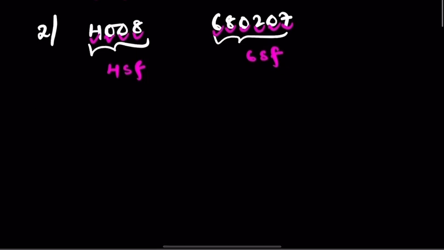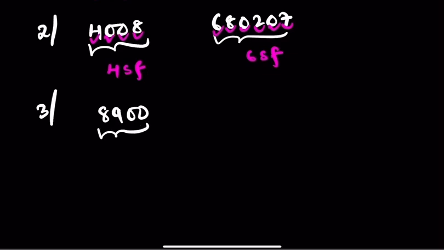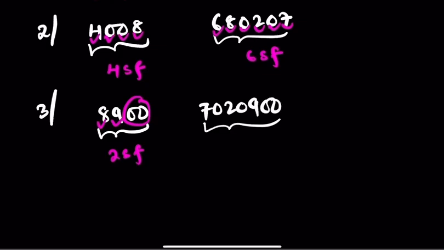Now let's see the third rule, which says to not count the zeros that are after the last non-zero digit. This means, let's say we have 8900. So in this case, these two zeros which are after the last non-zero digit will not be counted. So therefore, we have only 1, 2, two significant figures. Let's take another example. Let's say we have 7020900. Again, these two zeros which are after the last non-zero digit will not be counted. So 1, 2, 3, 4, 5. This has five significant figures.